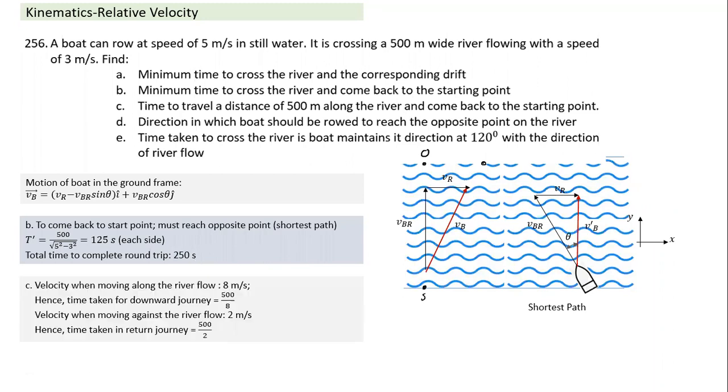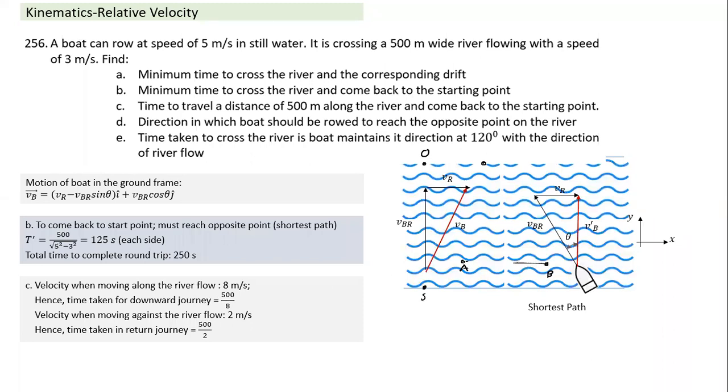Okay. Third thing, what is the time it will take to travel a distance of 500 meters along the river and come back to the starting point? So in the river, it will start from some point A here. It moves along the river to point B, 500 meters, and comes back. So what is the total time it will take? This is a relatively simple question.